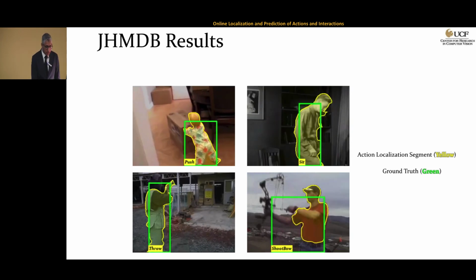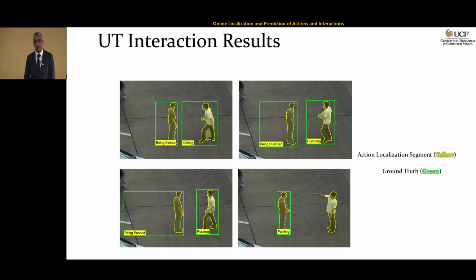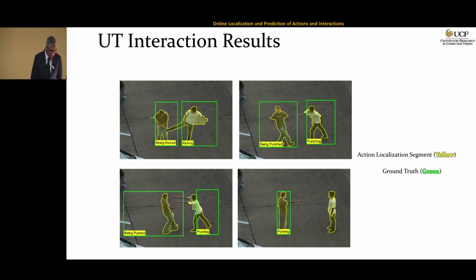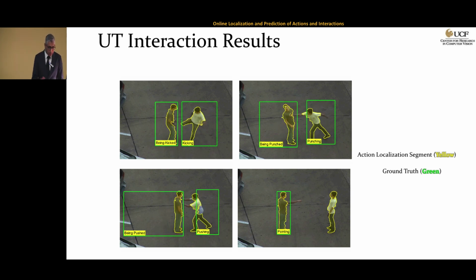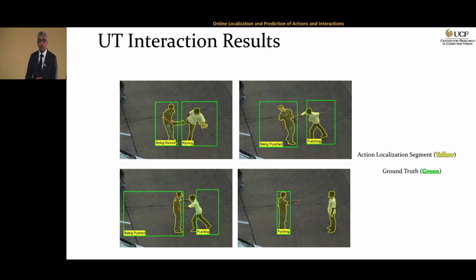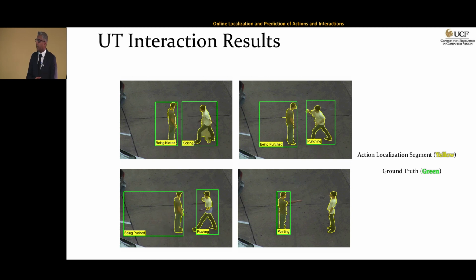Now these were the action data sets. We also show results on interaction data sets where we have multiple people interacting with one another. Here are results on the UT interaction data set. We have 2 people on the left. We have a person kicking another person, punching, pushing, and then pointing. Here again, the green bounding box is the ground truth, and we're able to correctly detect and predict what the action is.